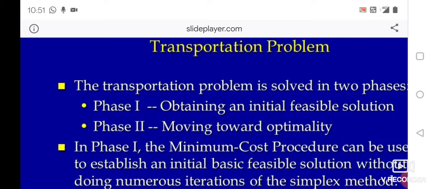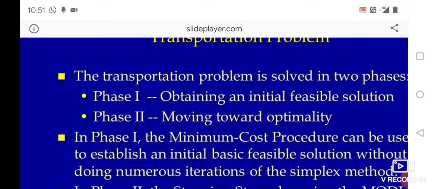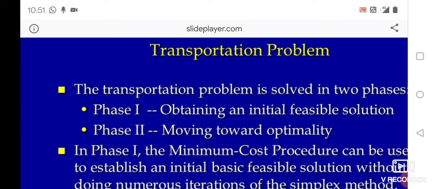Dear students, in the previous lecture we discussed the transportation problem, some definitions of the transportation problem, and how to solve the transportation problem as an assignment problem. Now, the next method to solve the transportation problem.